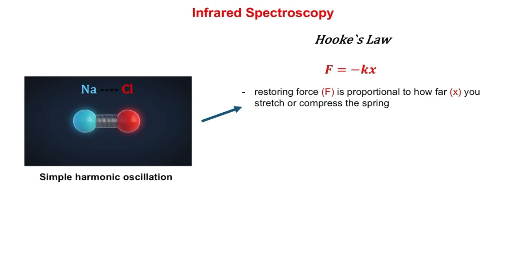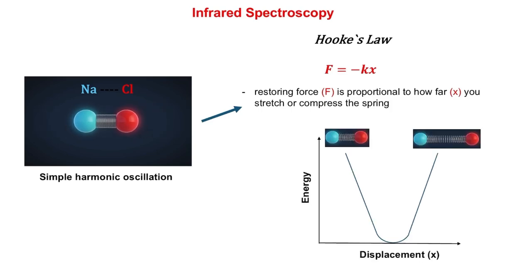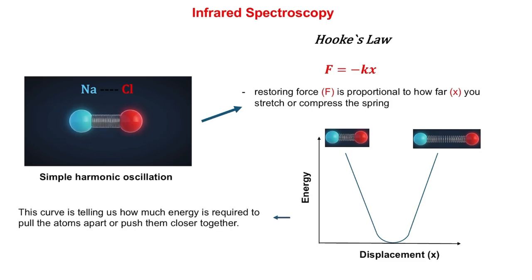To visualize this more easily, we can plot a graph of displacement versus potential energy. What we get is a smooth parabolic curve, lowest at the equilibrium bond length and rising symmetrically as we either squeeze or stretch the spring. This curve is basically telling how much energy is required to pull the atoms apart or push them closer together.